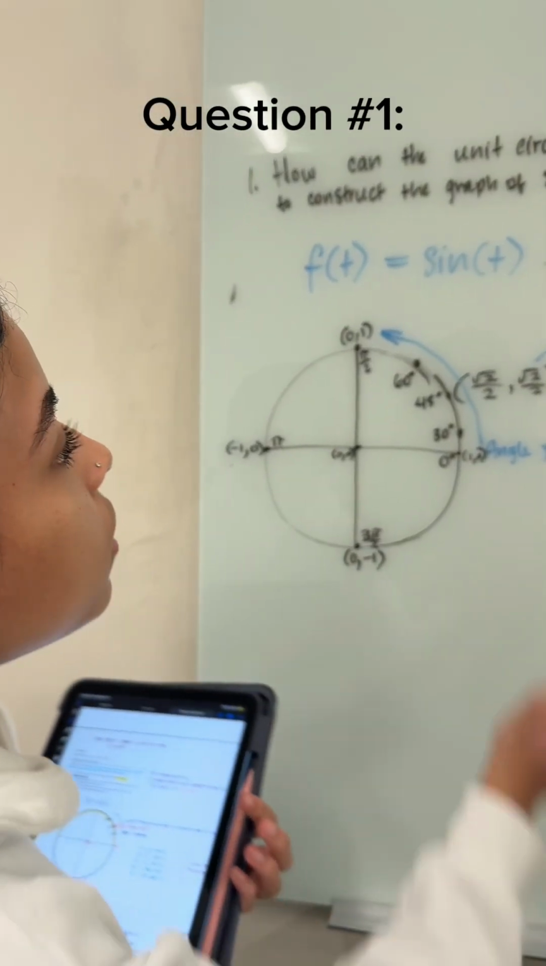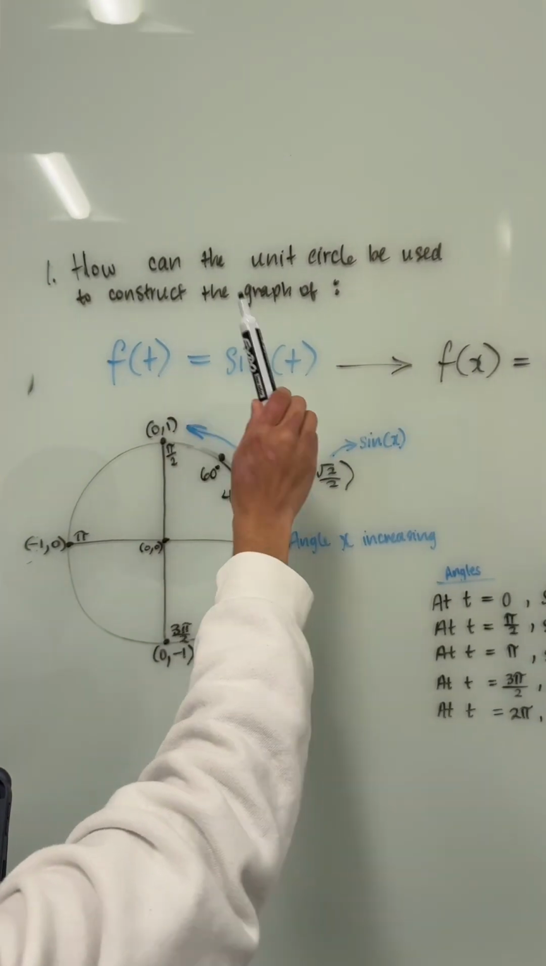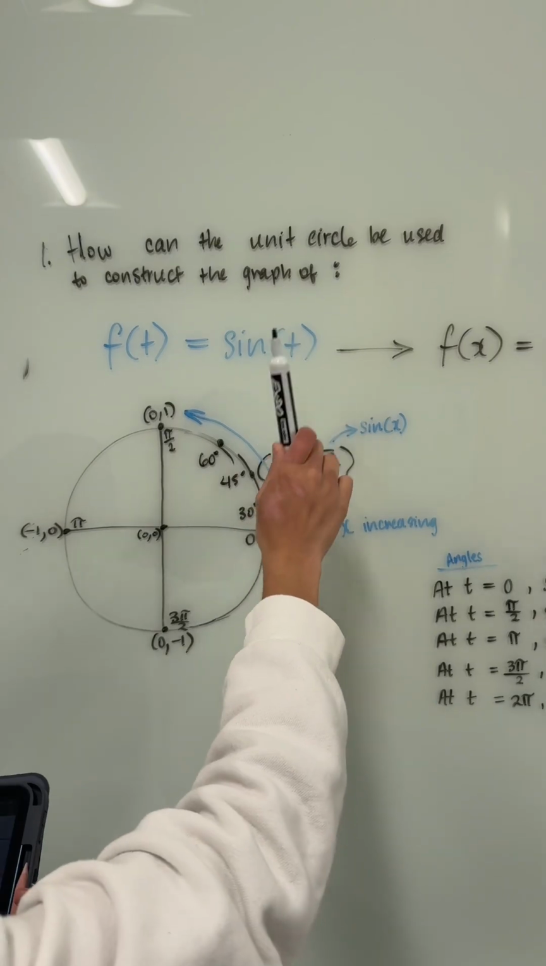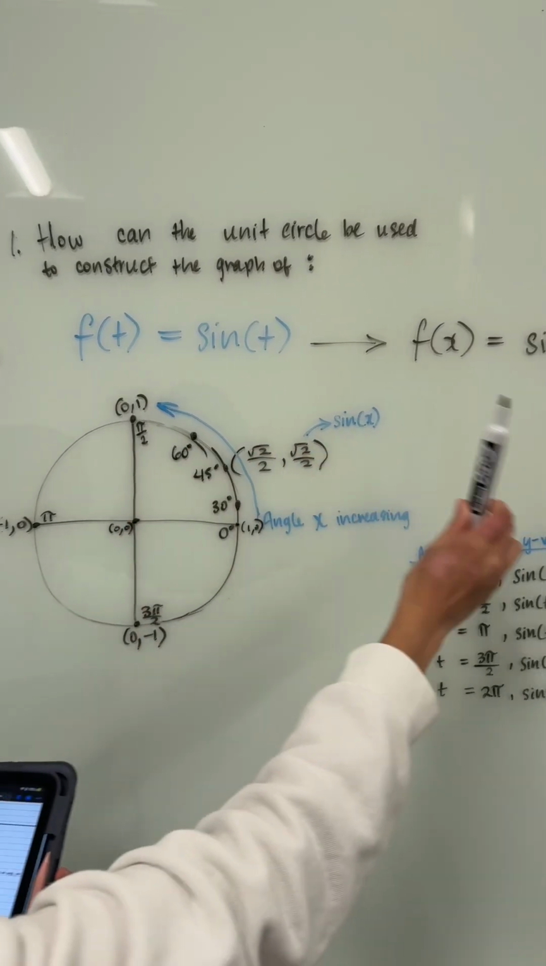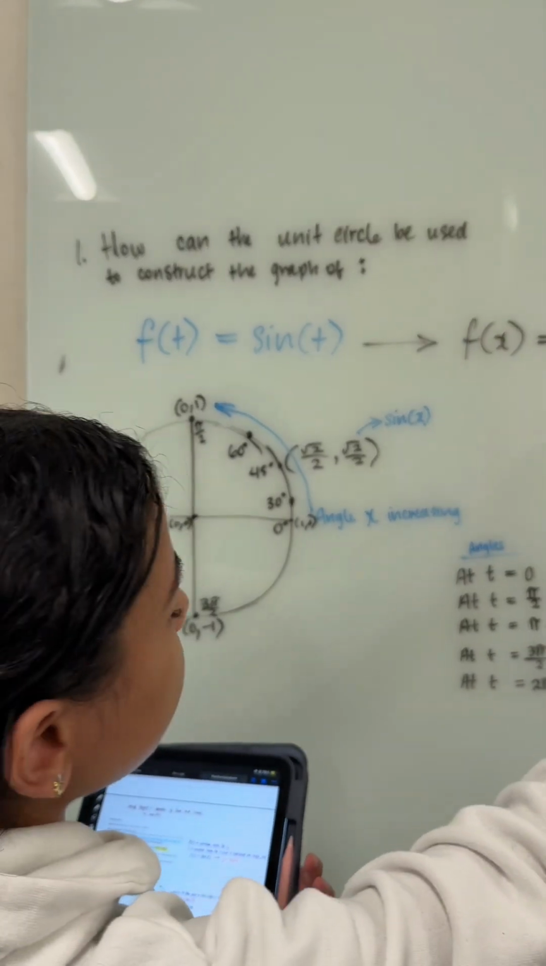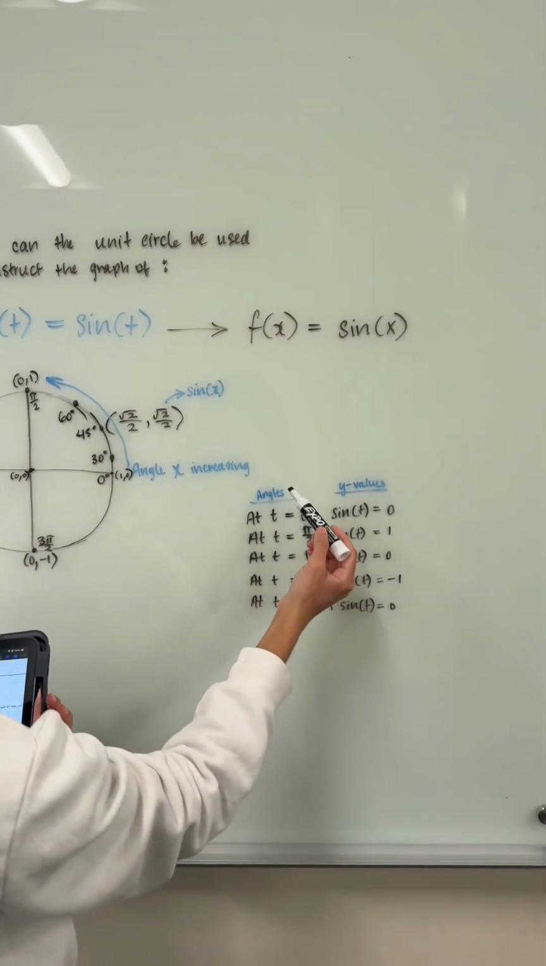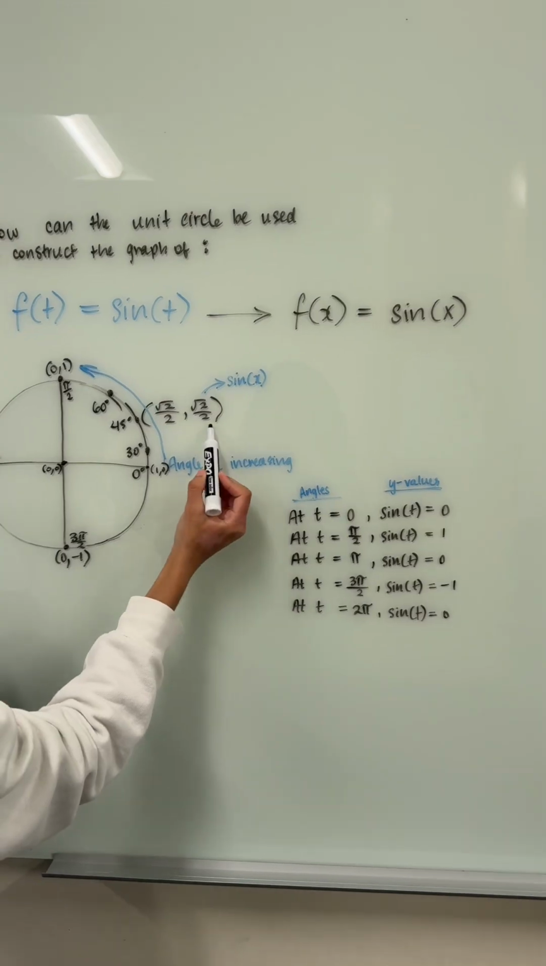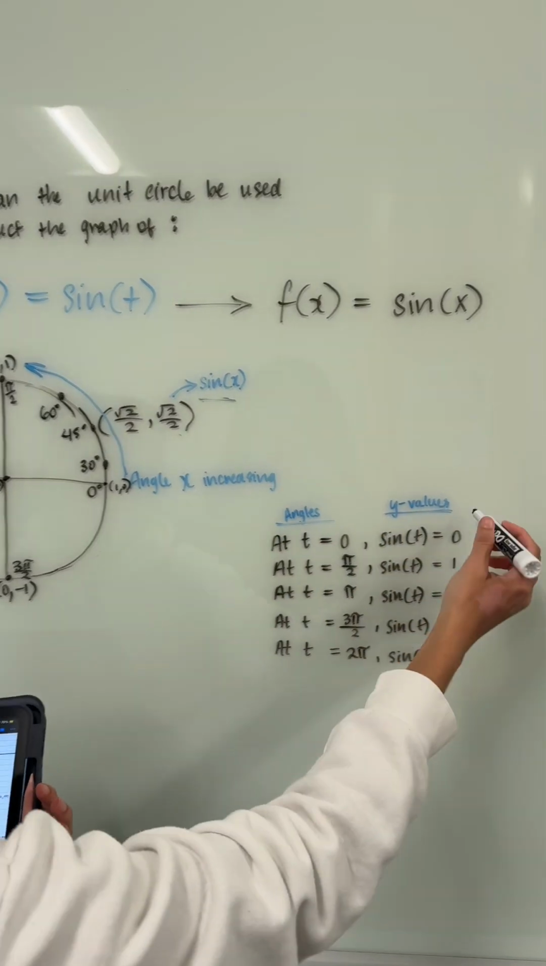So question 1 asks, how can the unit circle be used to construct the graph of f of t equals sin of t? This basically means f of x equals sin of x. Now the t represents the angles, and as we know, the sin of x represents the y values.